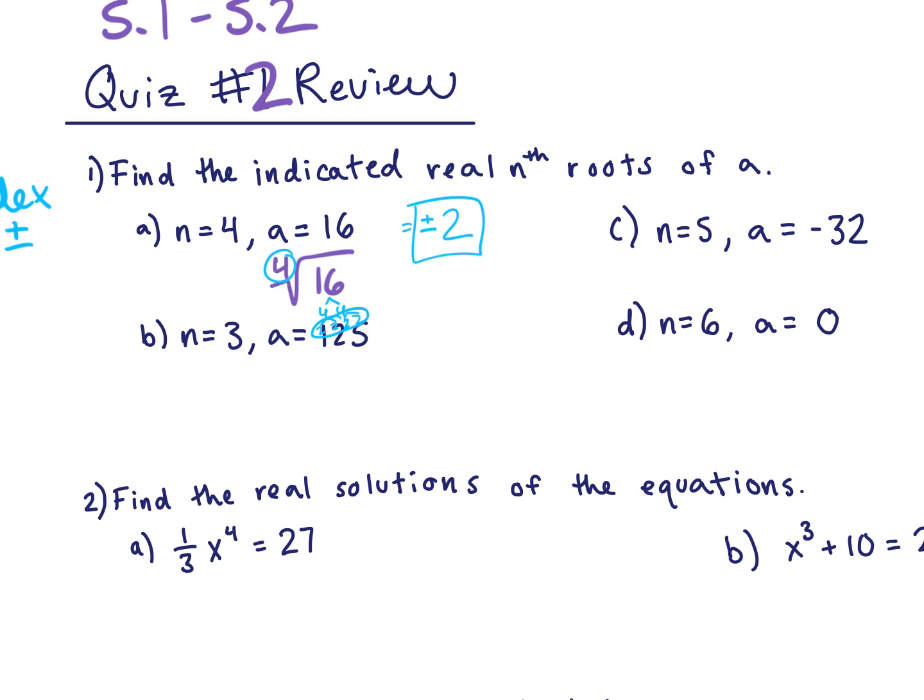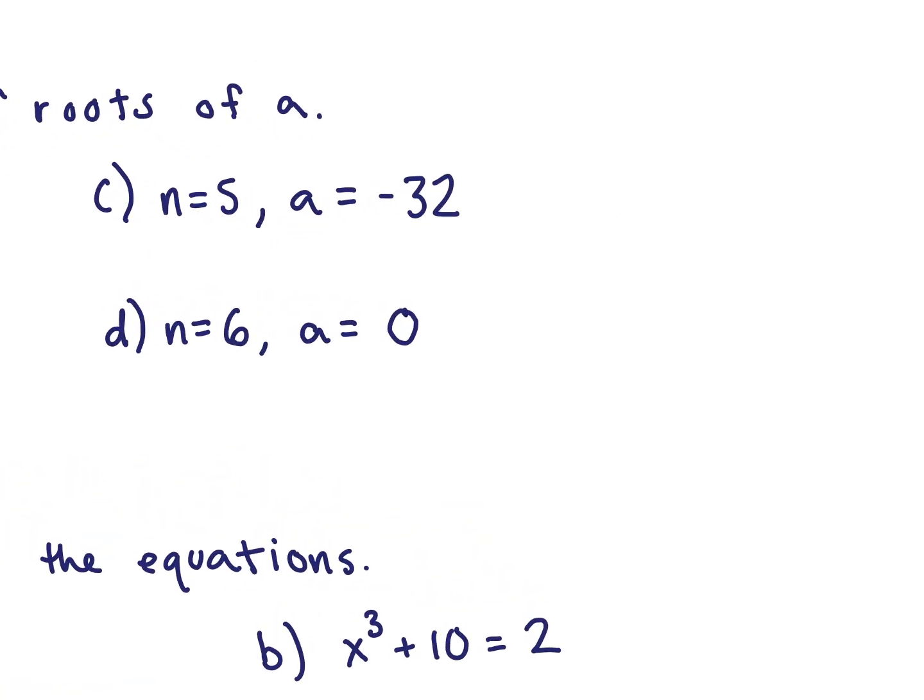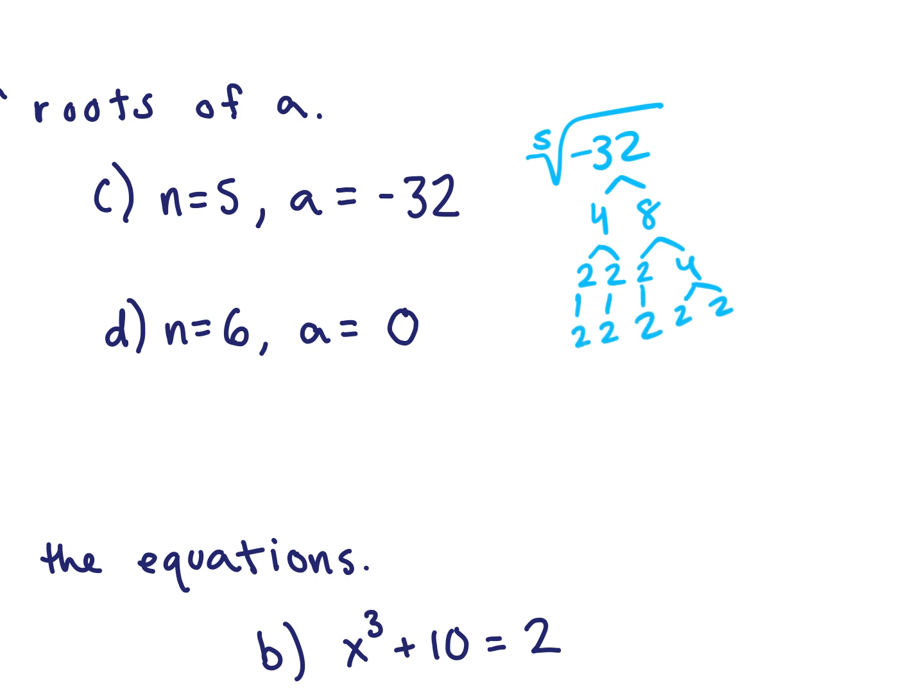And let's also do C. So we have the 5th root of negative 32. What are 2 factors of 32? 4 and 8. What else? 2 and 2. 2 factors of 8, 2 and 4, and 2 factors of 4, 2 and 2. We're circling how many of a kind here? 5. So I have 5 2's. So what would our answer be here?